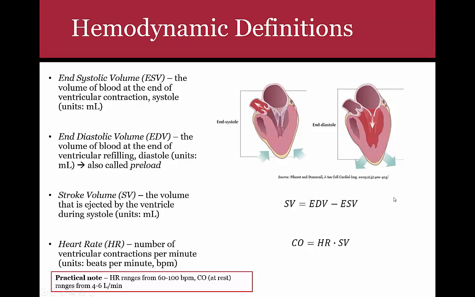Here's a couple of equations. Stroke volume is equal to end diastolic volume, the residual volume at the end of filling, minus the end systolic volume, which is what you are left with once you contract. So that's how these are all connected. Cardiac output is just equal to the heart rate, so how fast you are contracting, times the stroke volume, how much you're contracting in terms of volume, and that's in liters per minute.